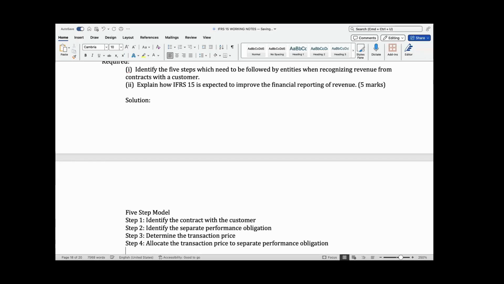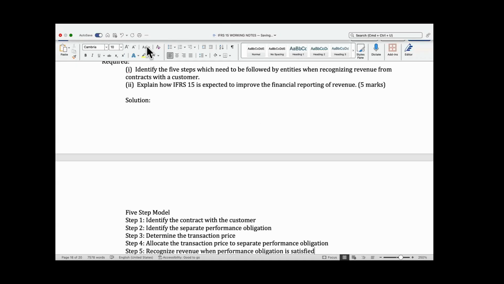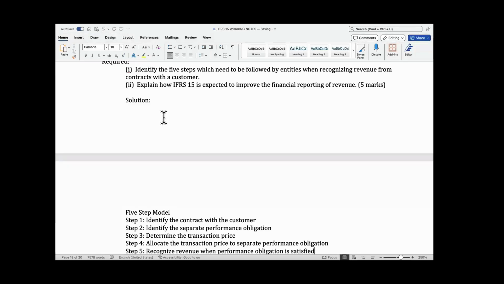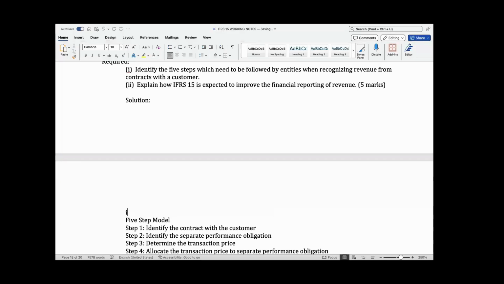Okay, what's step 5? And recognize the revenue if the performance obligation is done. Nice one, very nice one, Ufoma. That's very good. So this is the 5-step model, and this is the answer to the A part.